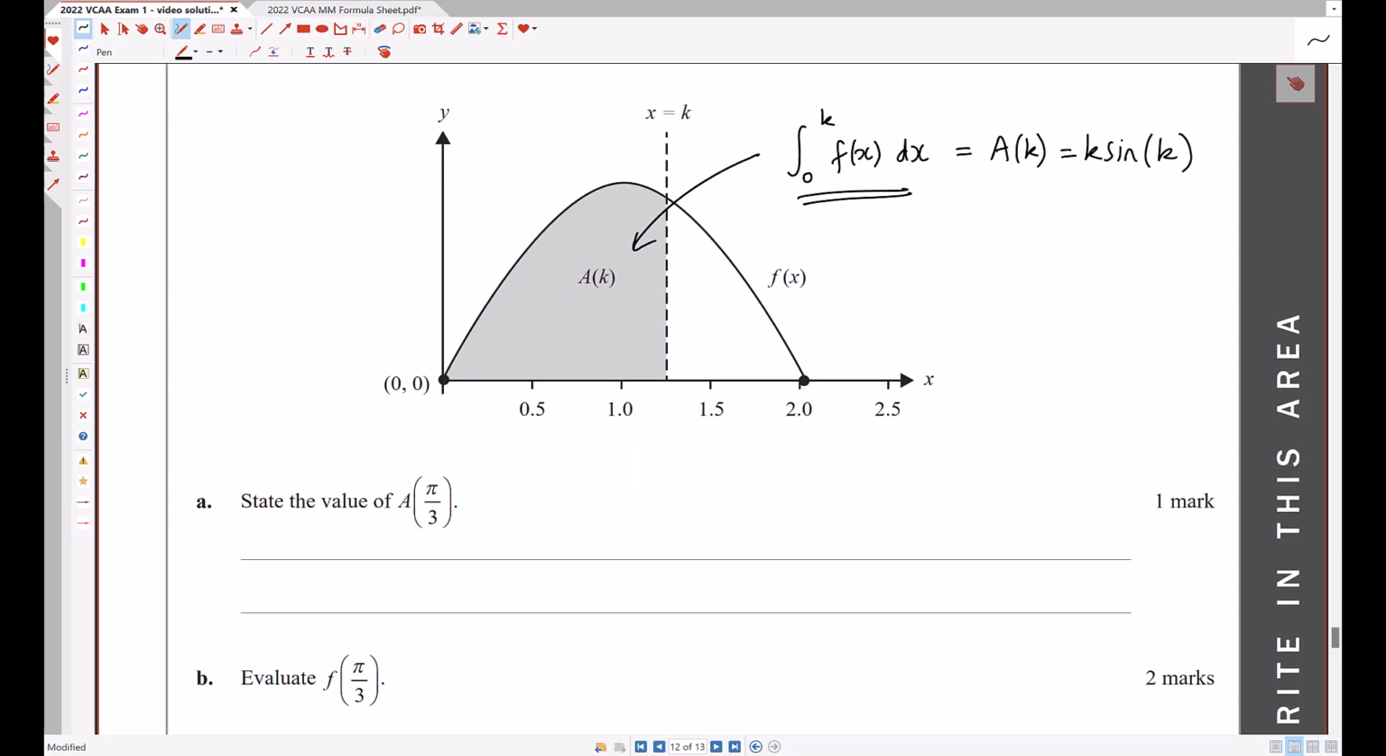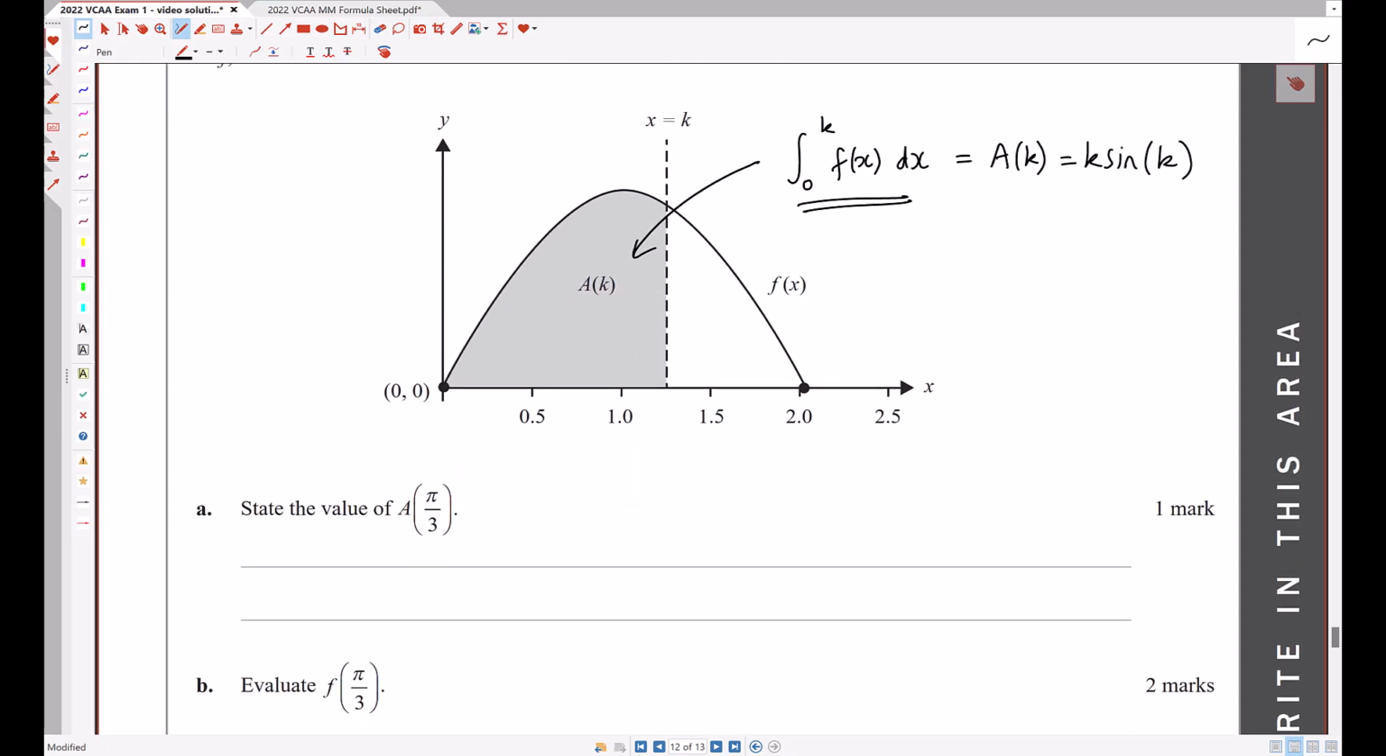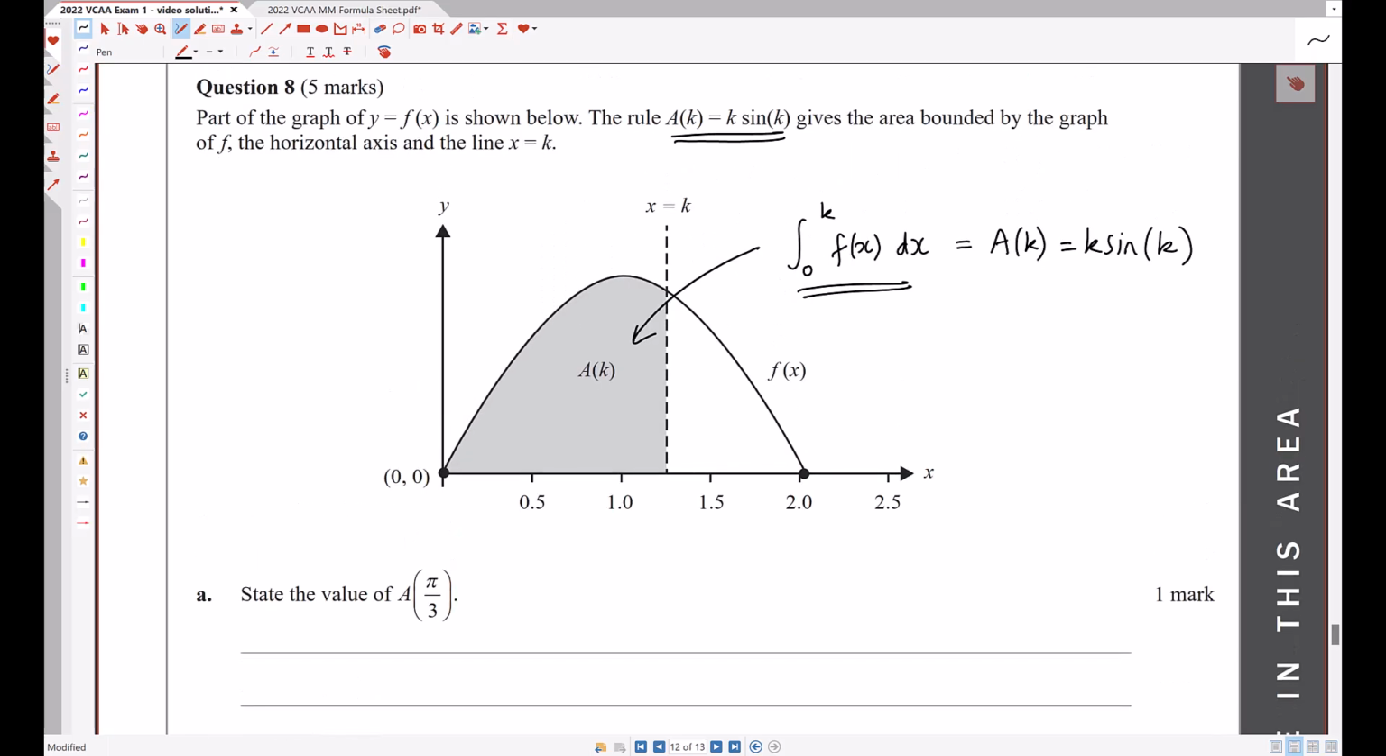Okay, state the value of A of π on 3. So we're working out what the shaded area is when x is π on 3. So it's just a simple substitution. So A of π on 3 is going to be π on 3 sine of π on 3. Sorry, when k is π on 3, but it's the same thing because k equals x.